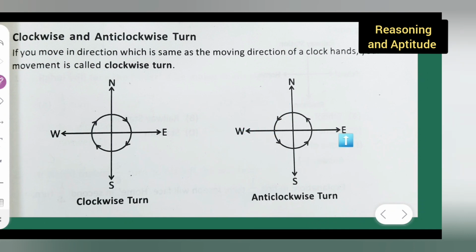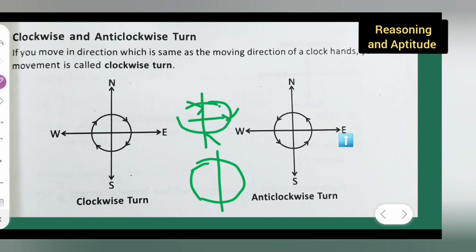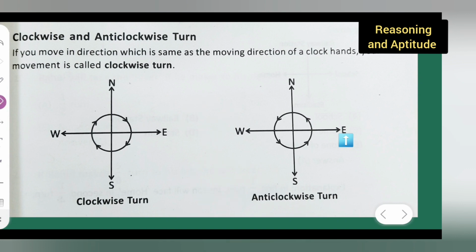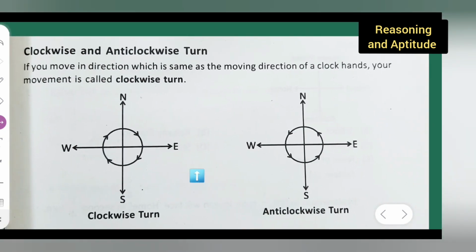Suppose this is something round, it will go like this, but anti-clockwise will go like this. The arrows will be like this. Anti-clockwise, ulta. So remember this concept, very important. This is a clockwise turn over here, and this is an anti-clockwise turn. You can see the arrows and you will understand it. Take down this concept.